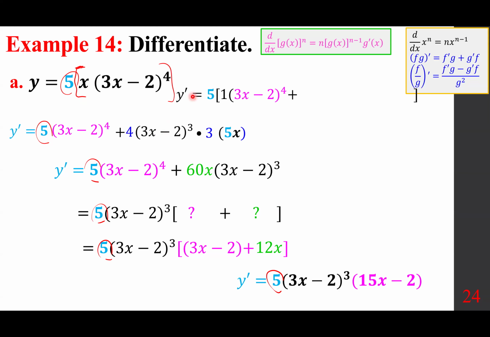Take a look. 5 remains, 1 times (3x minus 2) to the power of 4. And the second part is 4 times (3x minus 2) cubed times 3, which is the same as this one, and times, instead of 5x, is x. And I hope you see you can finish it off like this. The reason I'm showing you this is because I want you to decide which one is easier for you.